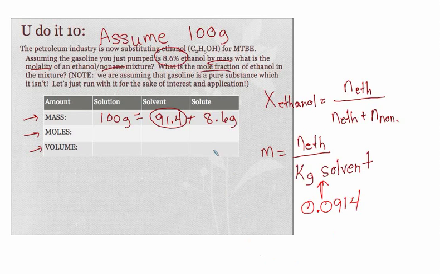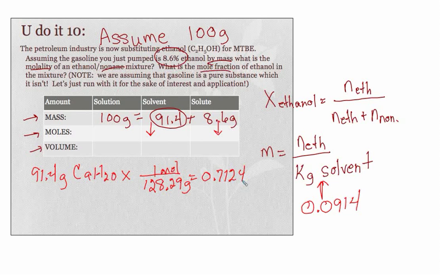0.914. So we have to get to moles. We have mass of solute, we can get to moles of solute. We now have mass of solvent, we can get to moles of solvent. So I have 91.4 grams of nonane, C9H20. Remember, it's CnH2n+2 to get to our alkanes, our saturated alkanes, 128.29 grams for 1 mole, and that gives me 0.7124 moles.